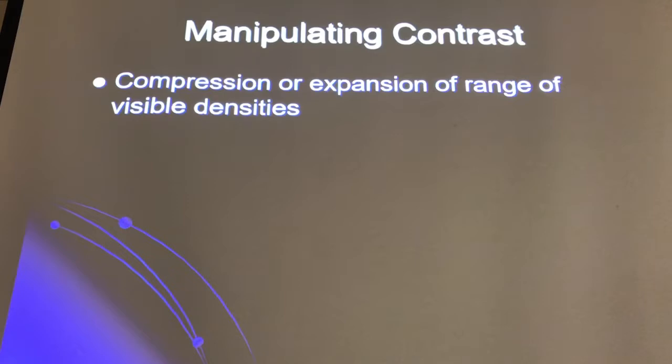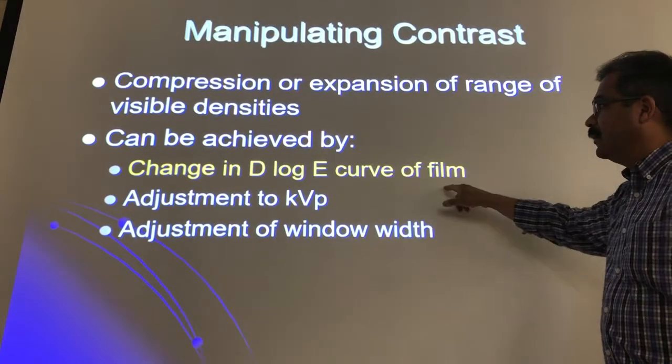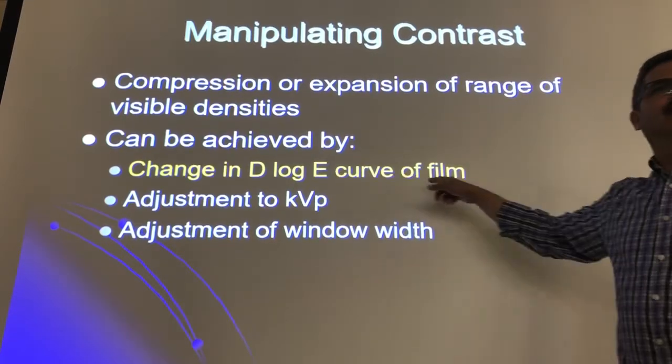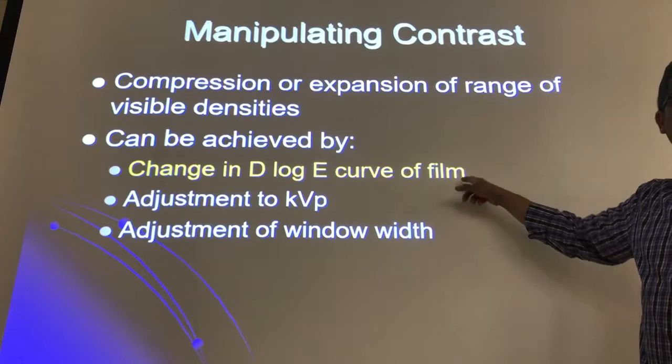Manipulating contrast, okay, is the compression or expansion of the range of visible densities. You can increase or decrease that range. How? By changing primarily the kVp. If we change the kVp, we can do that. It can also be achieved by changing the D log E curve of the film. What is this saying? And if I have it in yellow, it's because it's important. What is this saying?